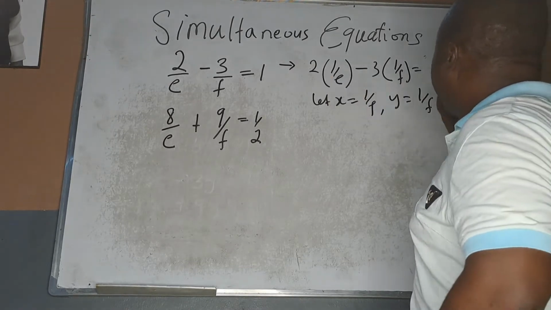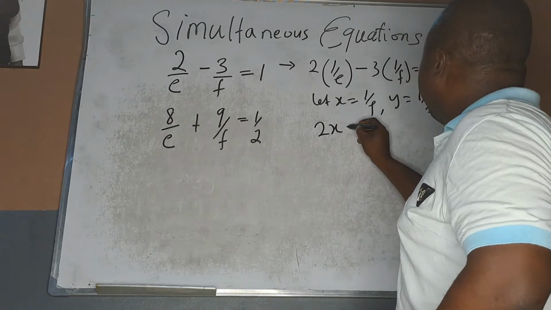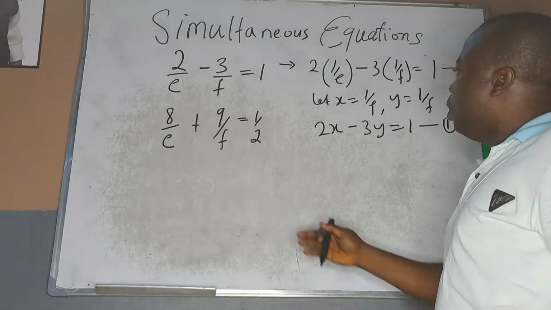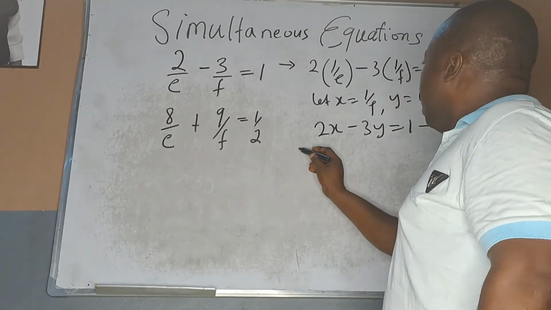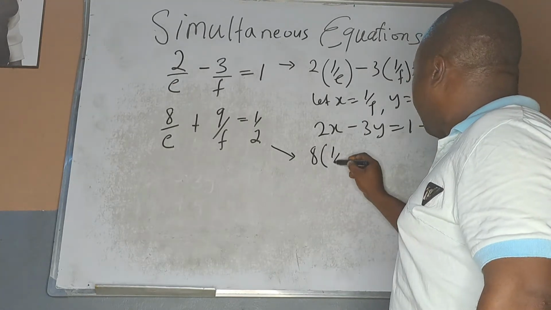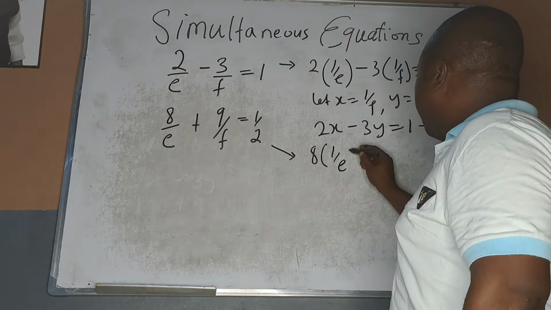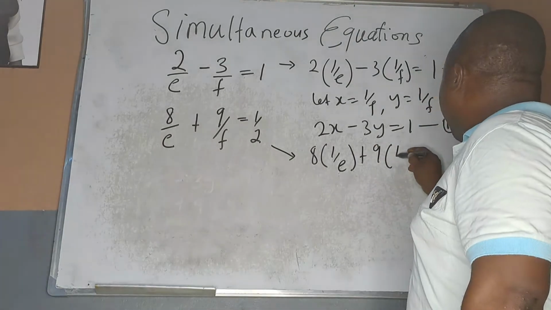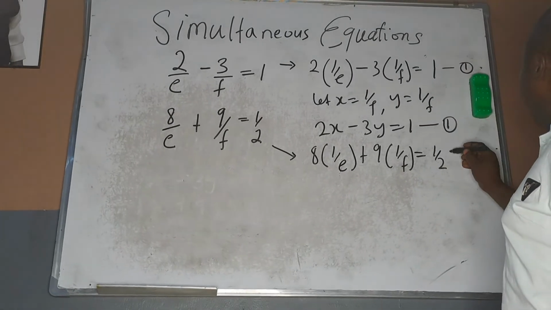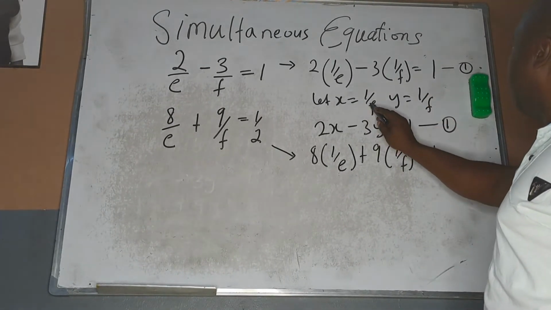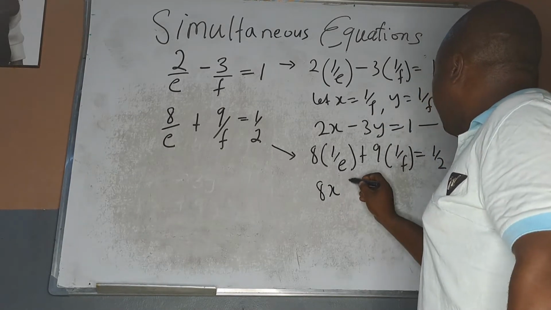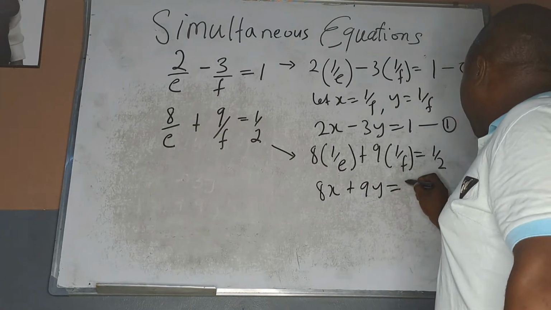So equation 1 becomes 2x minus 3y equals 1. This becomes our equation 1. We do the same thing to equation 2. I can write equation 2 as 8 into 1 over e, plus 9 into 1 over f equals 1 over 2. And when we make that substitution of x being 1 over e and y being 1 over f, we'll have 8x plus 9y equals half.